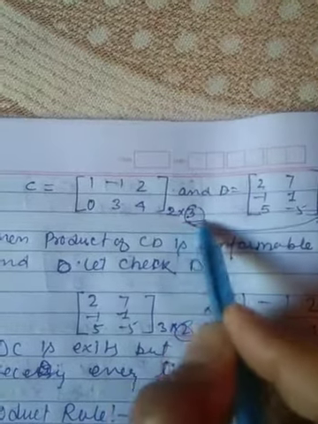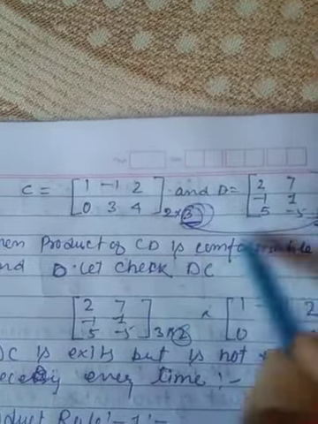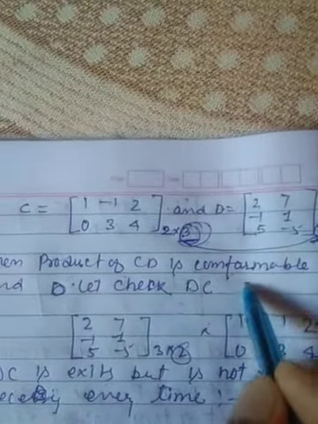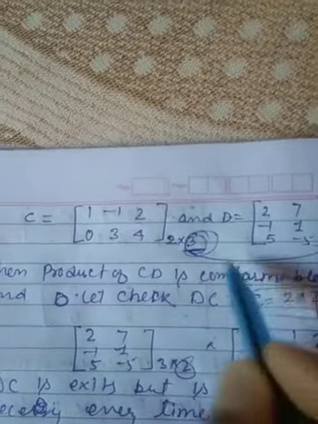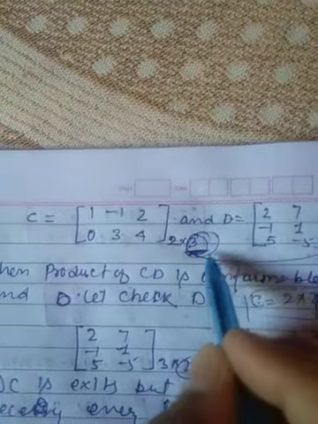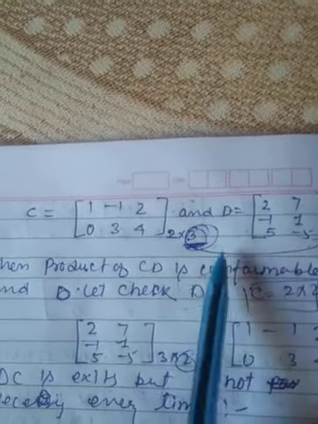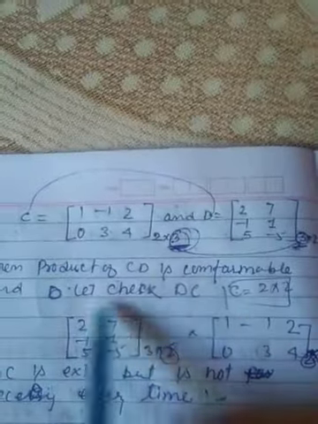So what is the number of columns? 3. Number of rows? 3. So the product exists. Now what is the result? The resulting matrix is of order 2 cross 2, because this 2 and this 3, and this 3 is eliminated.